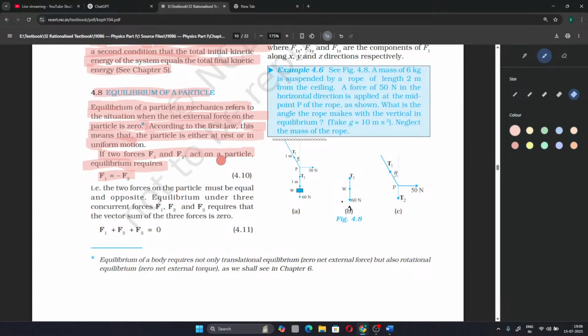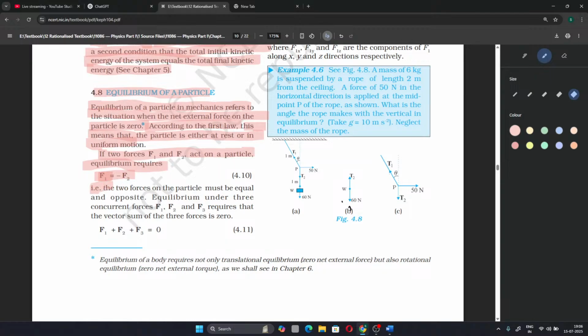But we can take the net force to be zero, not the force, but the net force acting on the body to be zero. If two forces F1 and F2, let's consider a two-force system where a system is experiencing two different forces, F1 and F2 acting on a particle. If we want the equilibrium of that particle, then F1 should be exactly opposite of F2.